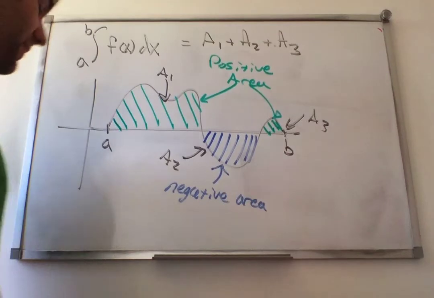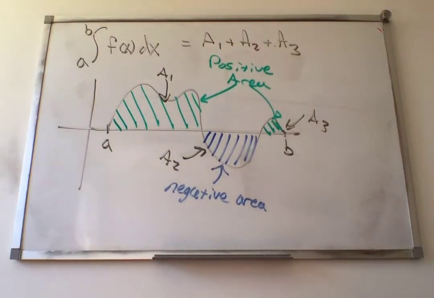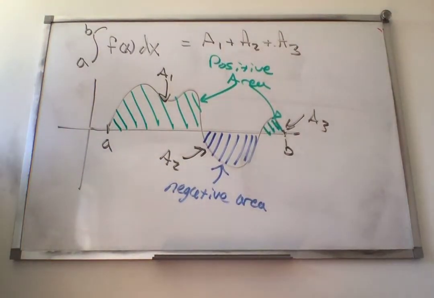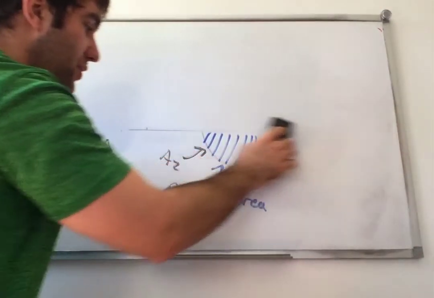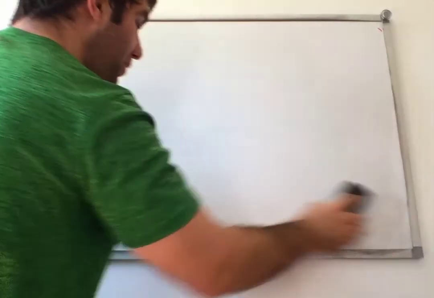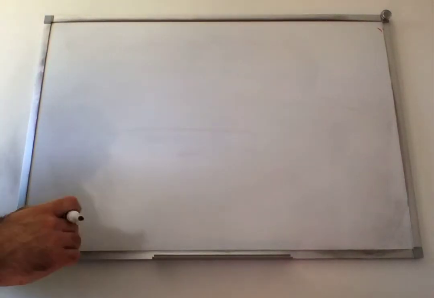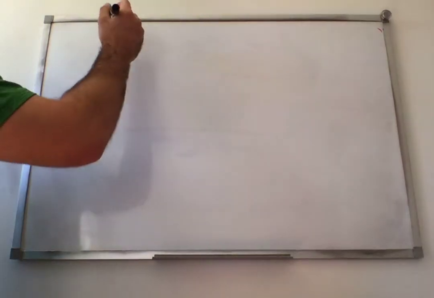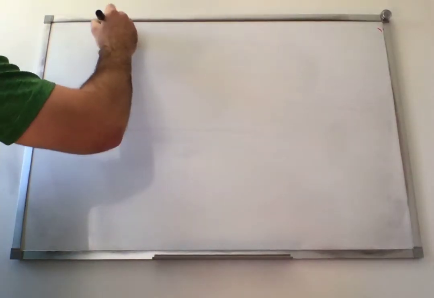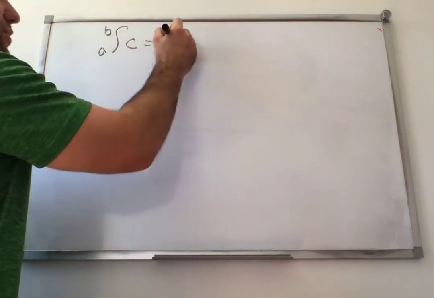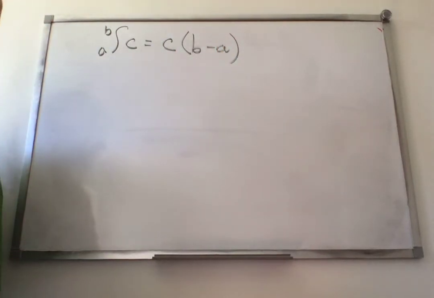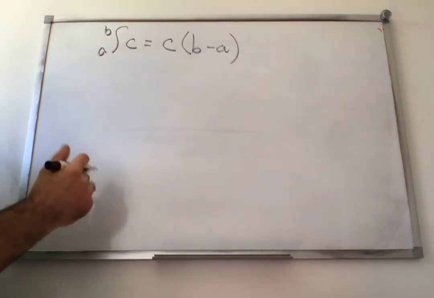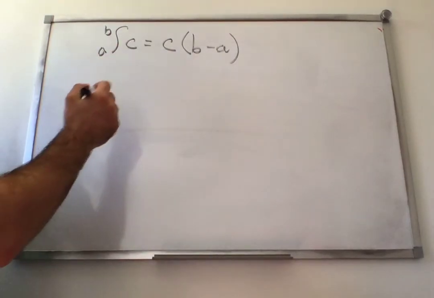Now, lastly, we just need to go through the properties of an integral. Just like when we started out with a derivative, we went through the properties of a derivative. So let's see the first property. It says the integral from a to b of a constant is equal to that constant times b minus a. Okay, let's go ahead and see what this looks like. I can draw you a picture of why this is true.